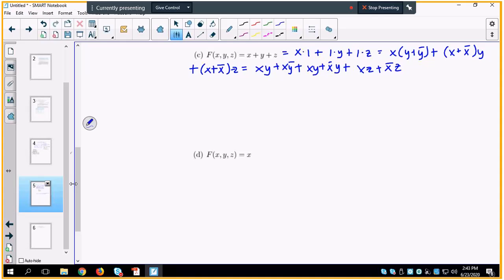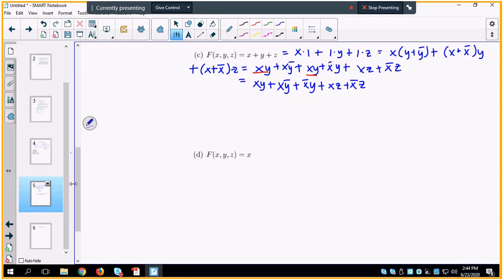And it looks like I have xy twice, but I know that I have the idempotent property, so I'm just going to write this as xy. xy plus xy is xy. And then I have xy bar, I have x bar y. So the others, I just have one of each, so I'm going to write plus xy bar plus x bar y plus xz plus xz bar, or x bar z.